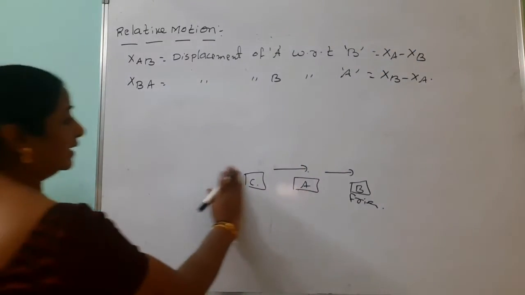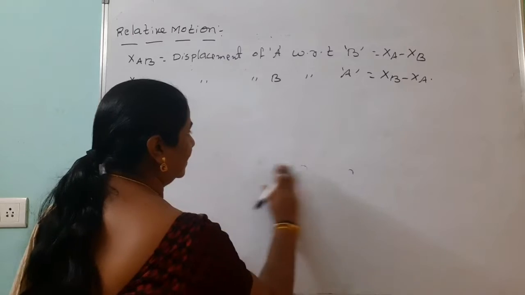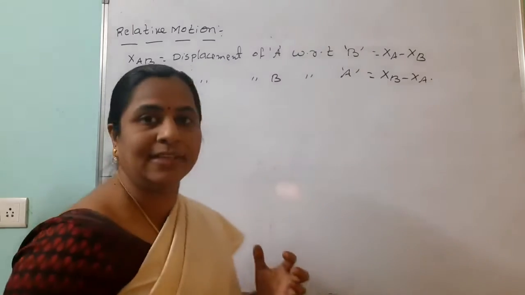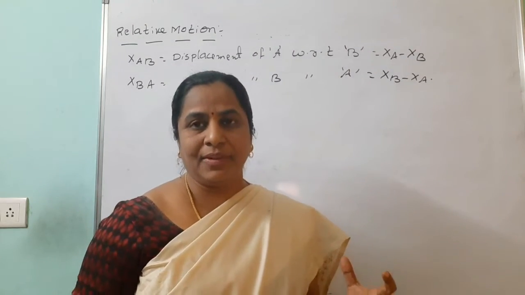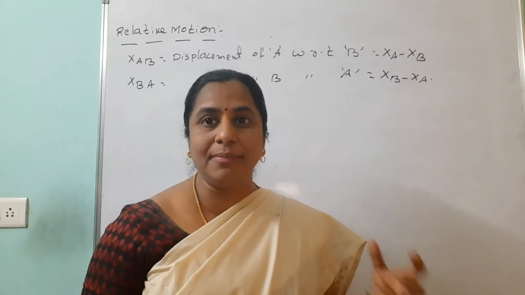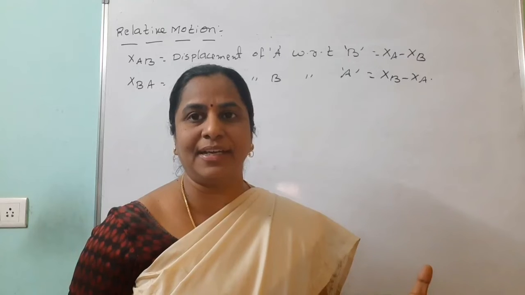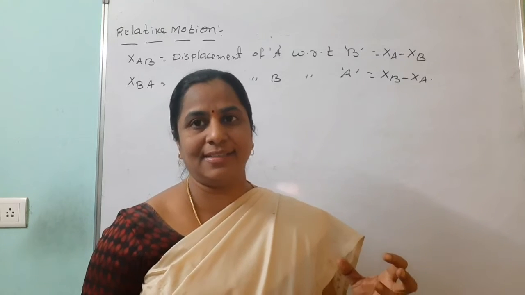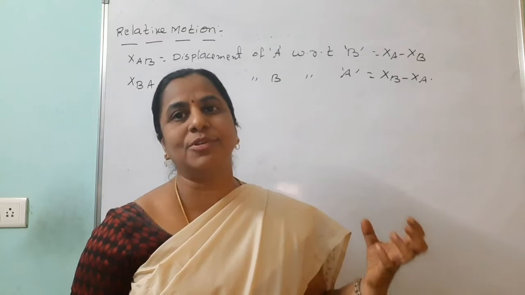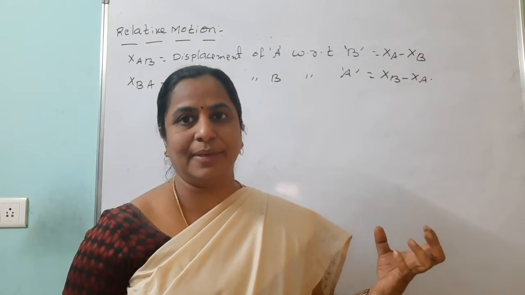Then how to write the relative velocity and relative acceleration? Suppose a man is running in rain. Velocity of the man: they didn't mention anything with respect to observer, tree, or rain. At that time we can consider the man is moving with respect to ground.